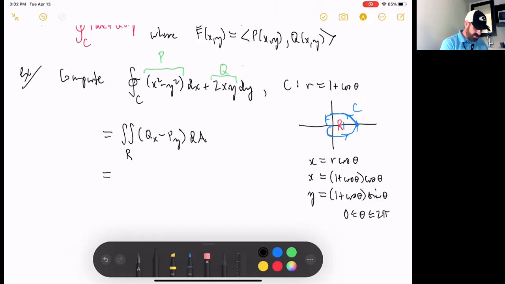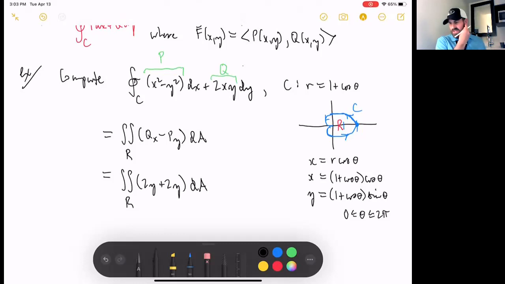So this is equal to the double integral over the region R of what? What's Q sub x? Well, that's 2y. Okay. And then, what in the world is P sub y? Well, that's negative 2y. So 2y minus negative 2y is 2y plus 2y, dA. Okay, this is already looking better. I'm telling you, it would have been fairly unpleasant to actually plug in what x and y were in terms of theta and try to compute this work integral in the old-fashioned way.